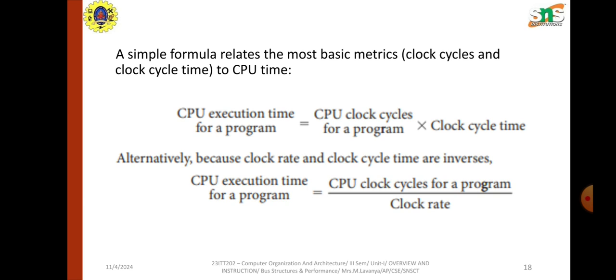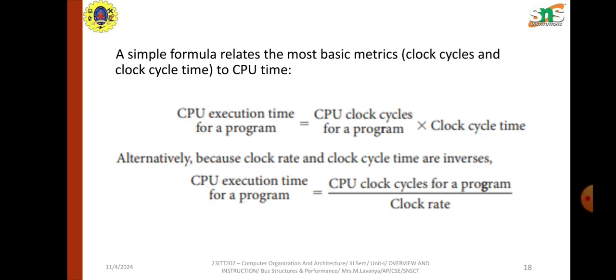And next, this is also for performance calculation only, in which the metric of execution time based on the clock cycles of the program is calculated using this formula. The execution time of the program is equal to clock cycles for a program times clock cycle time. This is nothing but the number of clock cycles required by the program for executing the instructions and the time required for execution of an individual clock cycle. If we multiply these two factors, we will be calculating the execution time.